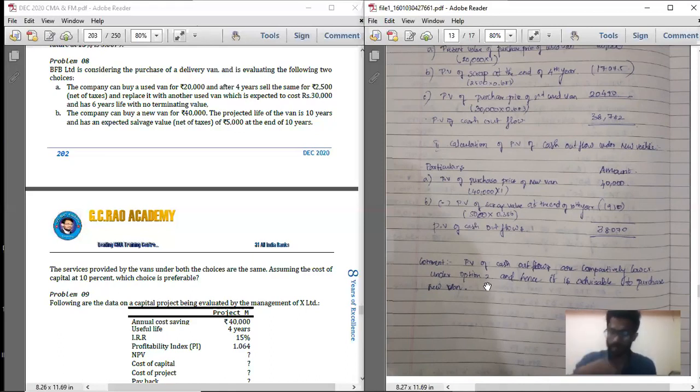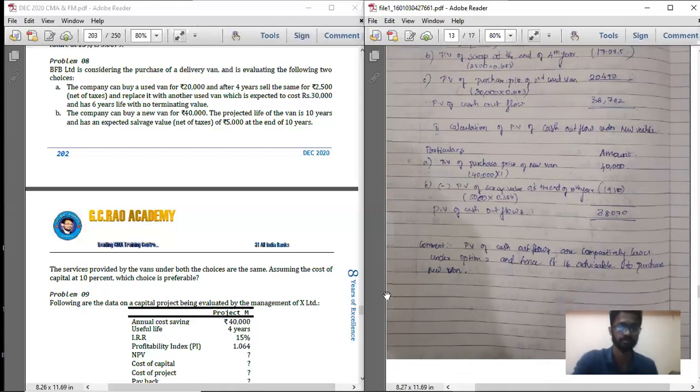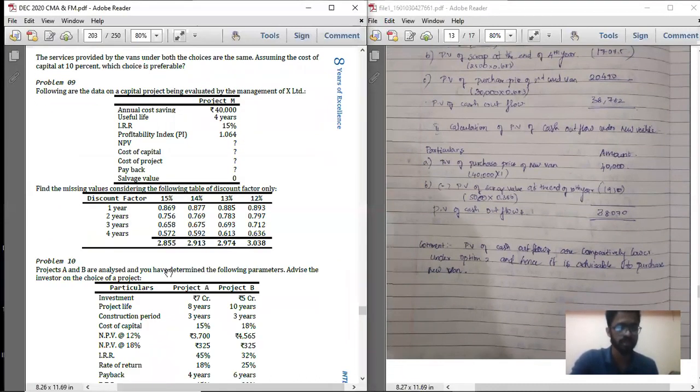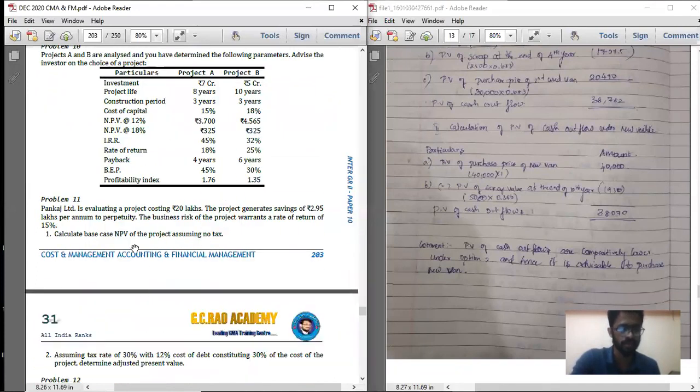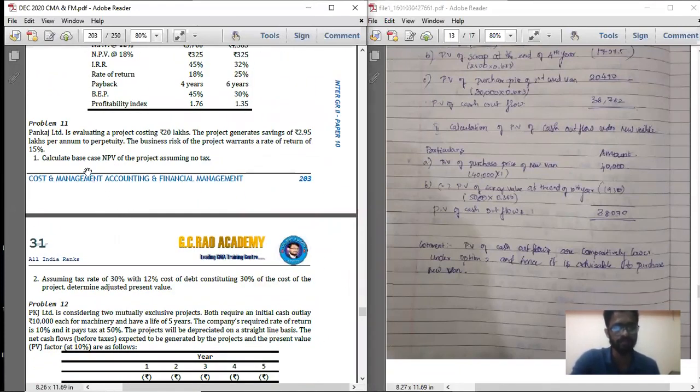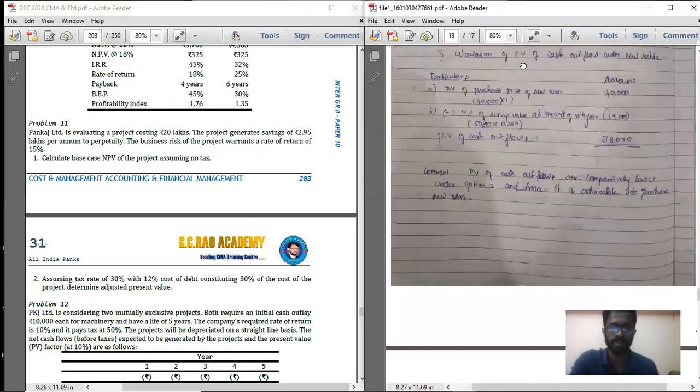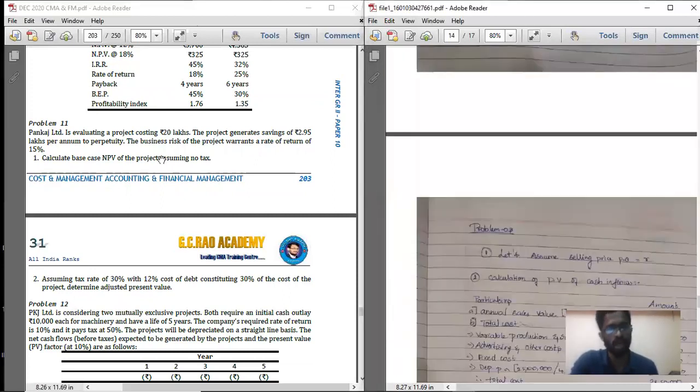Moving on to problem number 11. See here, problem number 11, they have given calculate base case NPV. So strike out this problem number 11. It is cancelled. I'll give you another problem next to that, so that you can have it as problem number 11.